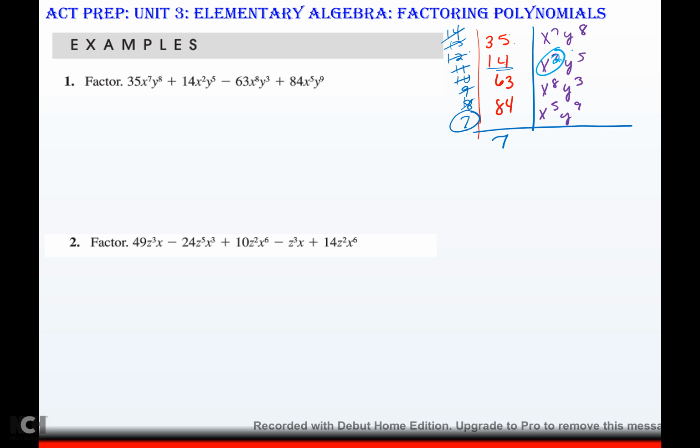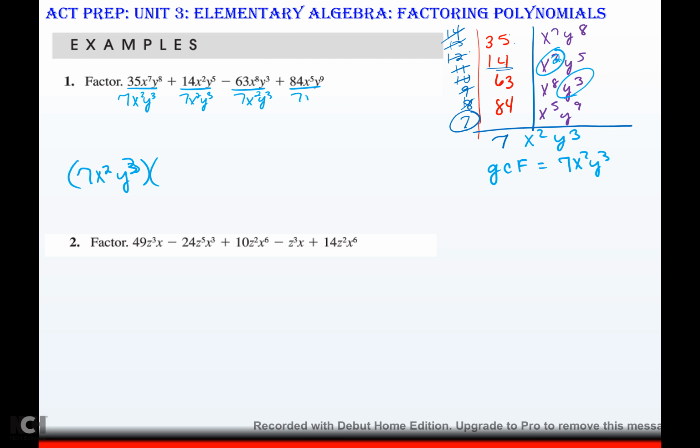So my greatest common factor of the x's is going to be x to the 2nd. My greatest common factor of the y's is going to be y to the 3rd. So that makes an x squared y cubed. So my GCF for this group is 7x squared y cubed. So when I factor this, it's going to be my GCF, 7x squared y cubed, times what's left. To get what's left, you divide every term by the GCF. So I'm going to divide each term by 7x squared y cubed, and whatever's left is your remaining factor.